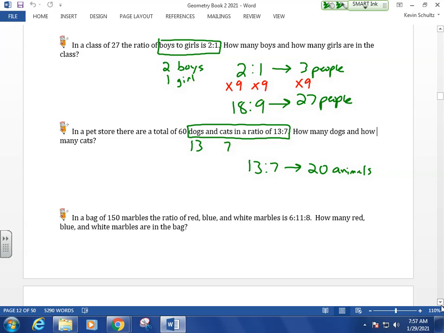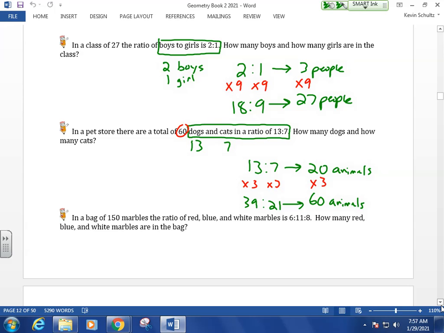So to get from 20 to our whole, which is 60, we need to triple it. Multiply by 3. And because we multiply our whole by 3, we must also multiply each part. And that brings us up to 60 animals. 13 times 3 is 39. 7 times 3 is 21. 39 plus 21 equals 60. Our part plus our part equals the whole. That's good. And it's in the ratio of 13 to 7.